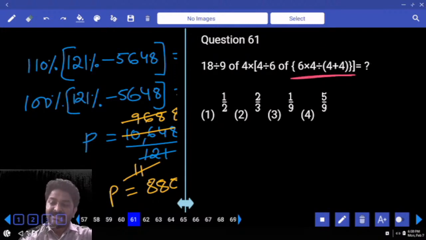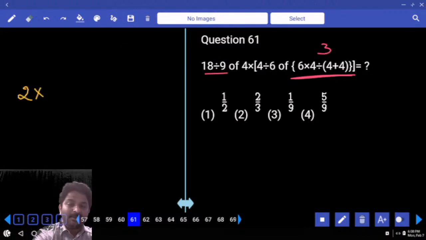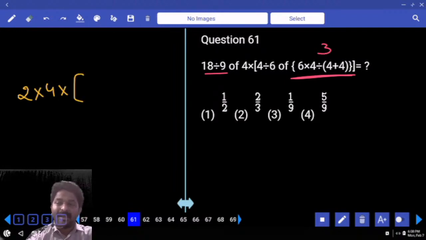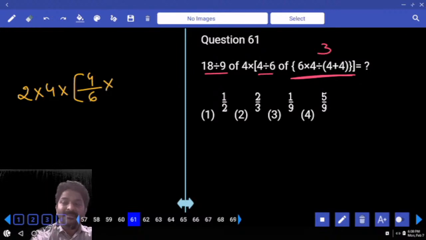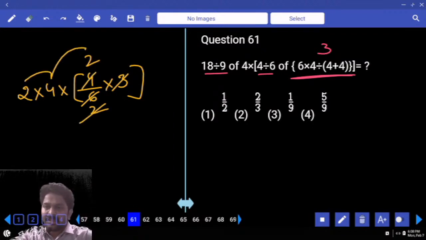When this is equal to 3, right, 18 divided by 9, 2 into 4 into, and now we have bracket, 4 by 6, of 3. 3 how many times? 2 times. 2 into 4, 8. 8 into 2. 18 divided by 2. Correct.